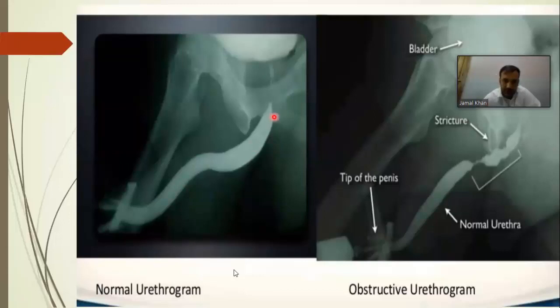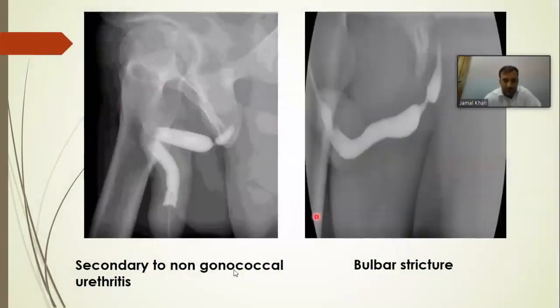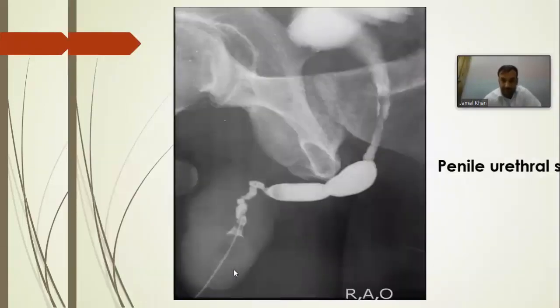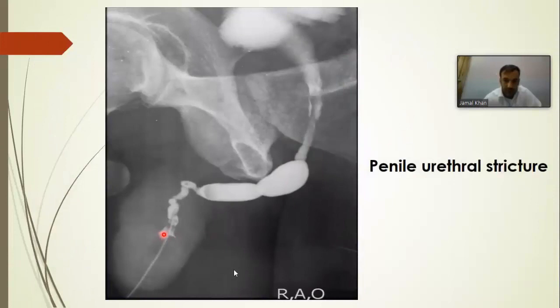This is the normal urethrogram. All structures are seen. And this is the obstructive urethrogram. This is the stricture. This is secondary to non-gonococcal urethritis. This one is the bulbar stricture. And this is the penile urethra.